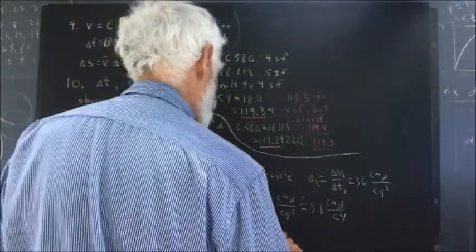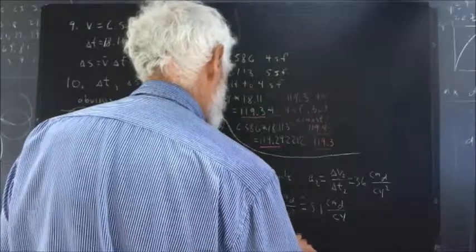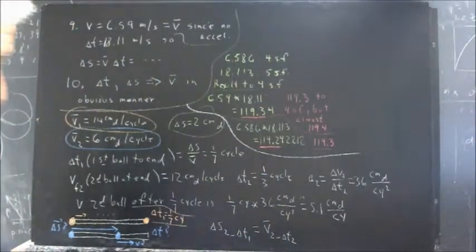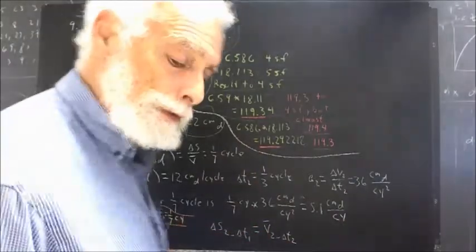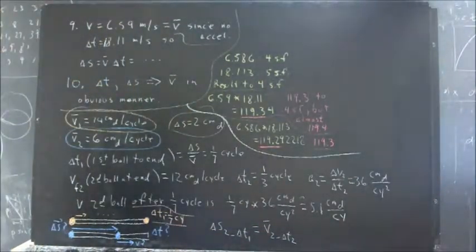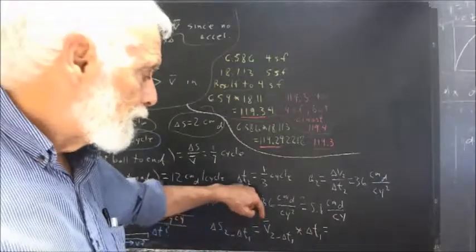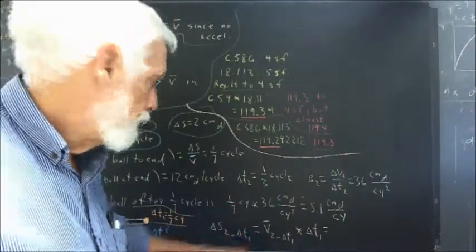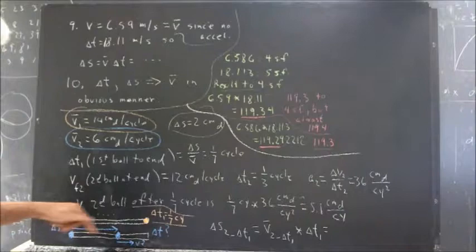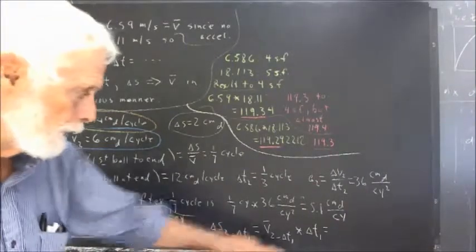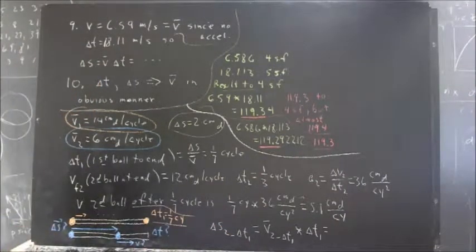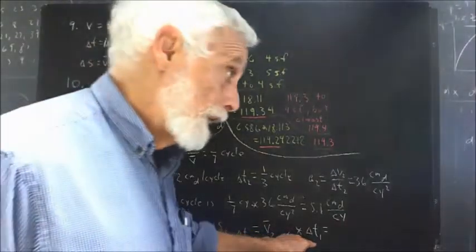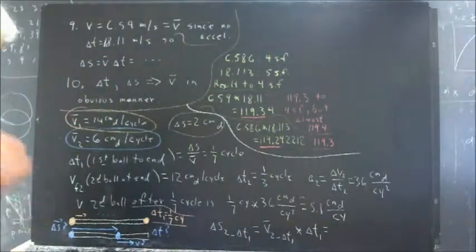of the second ball in this T1 interval. Let me fix that. Okay, so the V bar 2 in delta T1 stands for the average velocity attained by the second ball between here and here, where the time interval is delta T1, the time it took the first ball to get to the end of the ramp. We multiply that by the delta T1, which is how long it's been going, and we get the delta S, okay?